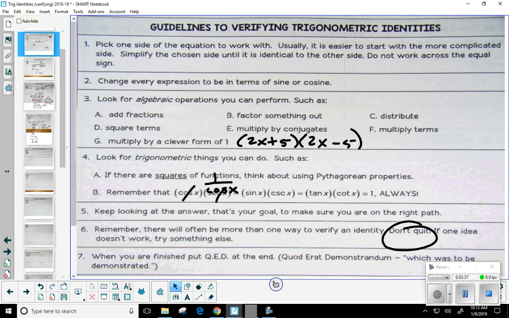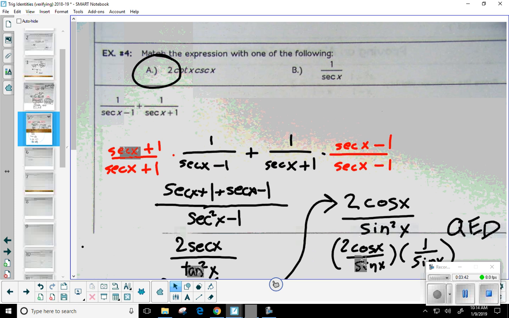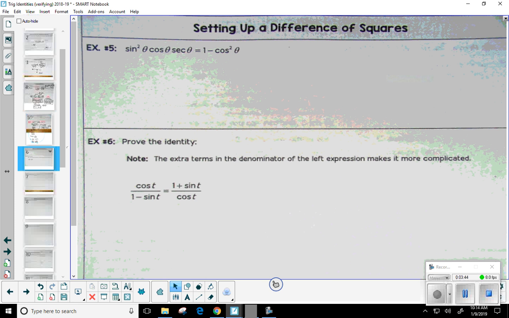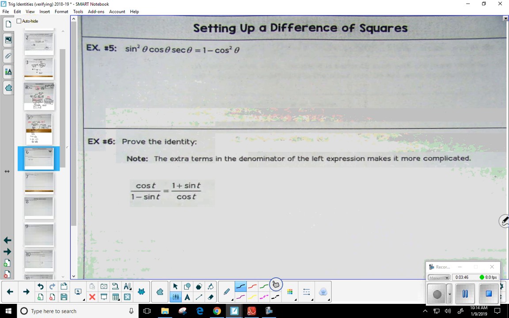I'm pretty sure we got through number 4 yesterday. Was that our last one? Okay, so we were about to start 5. I'm going to work a couple of these with you, but I'd like to get some more folks up here today to show me the rest. So let's get right back into examples. Number 5: sine squared of theta times cosine of theta times secant of theta equals 1 minus cosine squared of theta. Which side do you think is the more complicated?